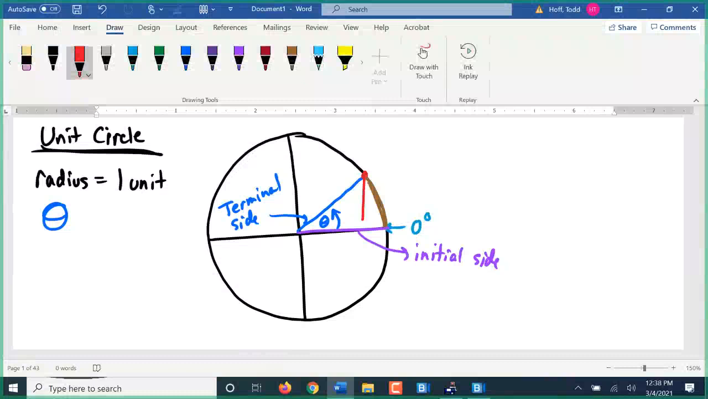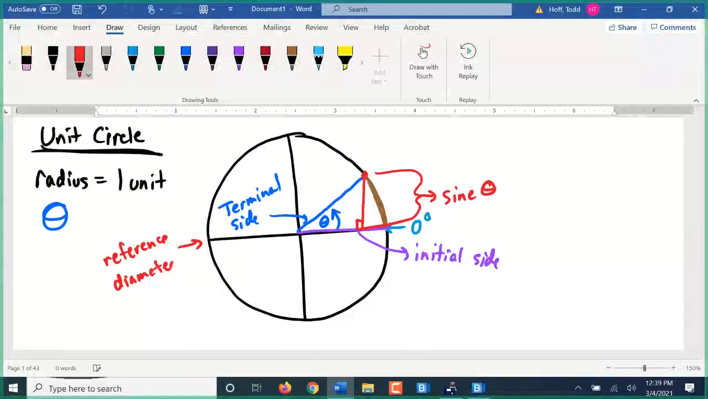The distance from that point down to the horizontal diameter, the reference diameter, I should label that. That is our reference diameter for this circle. That distance, we've already defined, from a point on the circle to the reference diameter is called the sine. So that would be the sine of our angle theta.